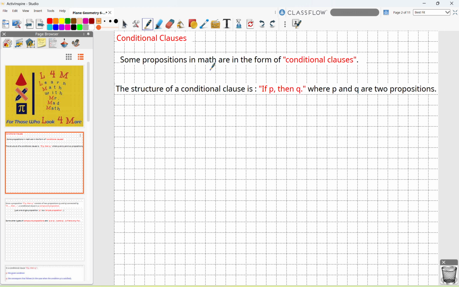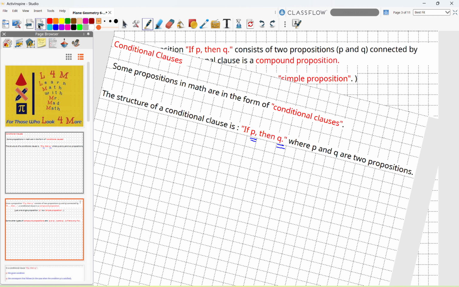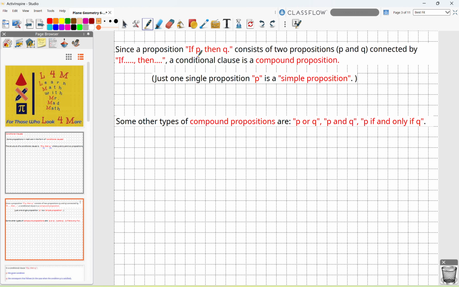Some propositions in math are in the form of conditional clauses. The structure of a conditional clause is if P, then Q, where P and Q are two propositions. Since a proposition if P then Q consists of two propositions P and Q connected by if then, a conditional clause is a type of compound proposition. Some other types of compound propositions are P or Q, P and Q, P if and only if Q.